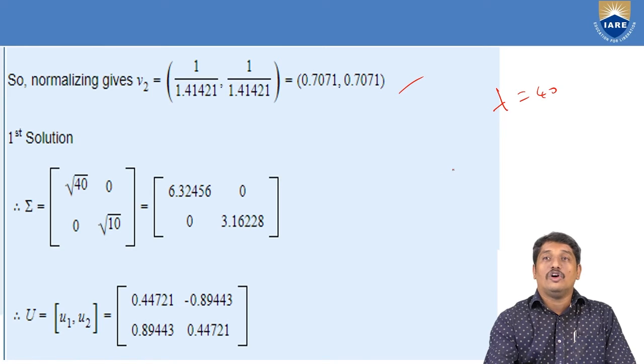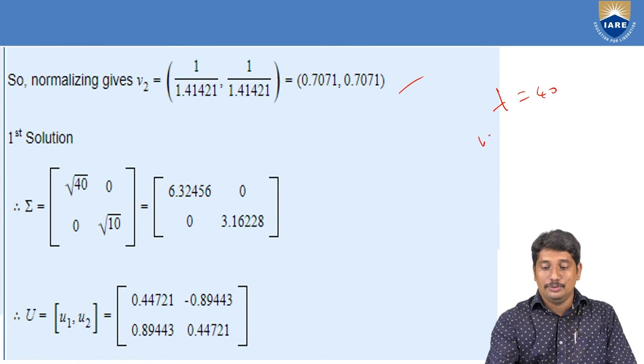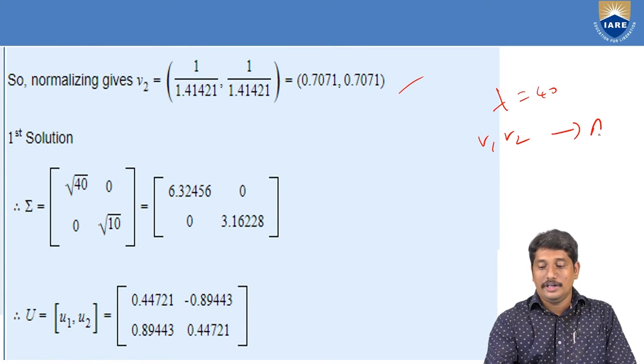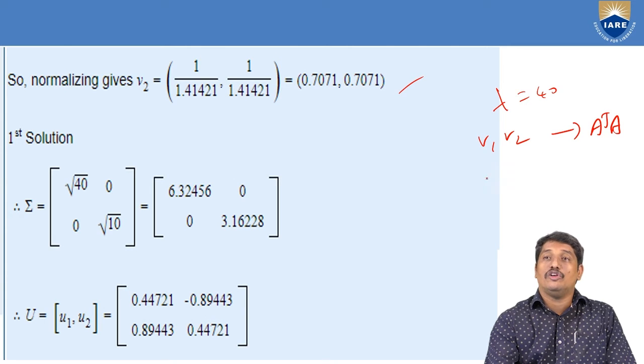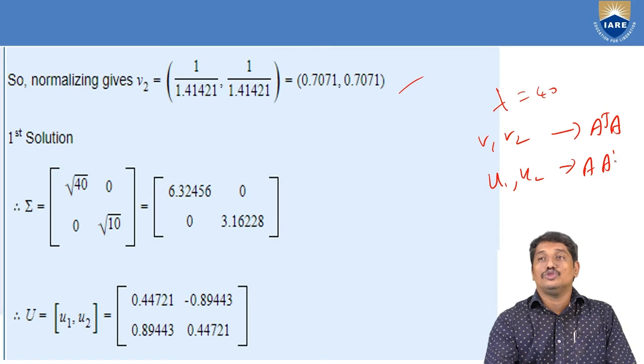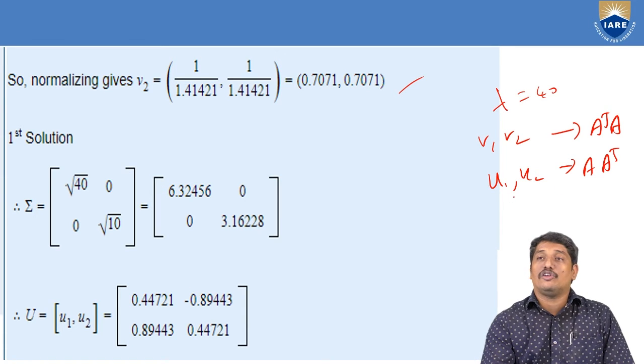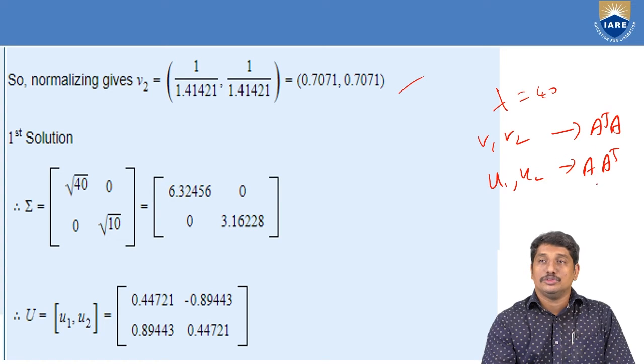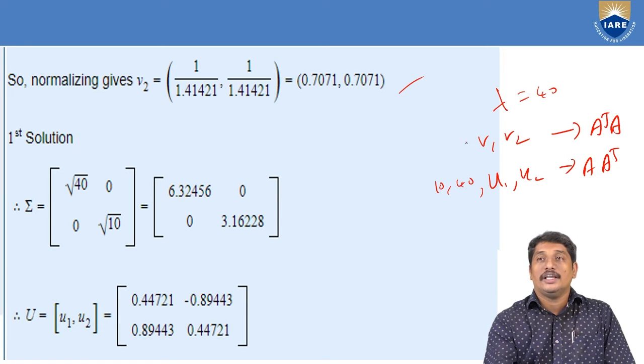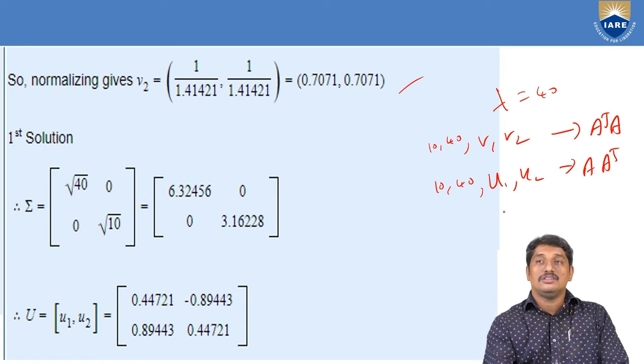Now we got the eigenvectors V1, V2 for A transpose into A. Already we got U1, U2 for the matrix A into A transpose. So we found eigenvectors for both matrices, A into A transpose as well as A transpose into A. Also, we found that the eigenvalues of A into A transpose are 10, 40, and eigenvalues for A transpose into A are also 10, 40. This is what we have done so far.